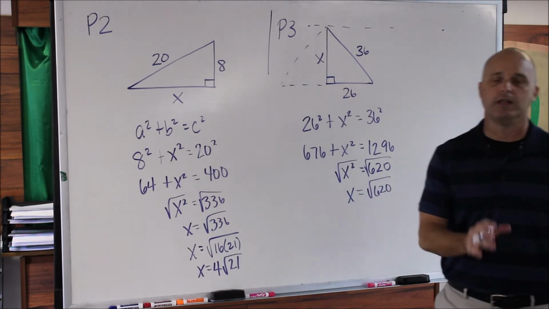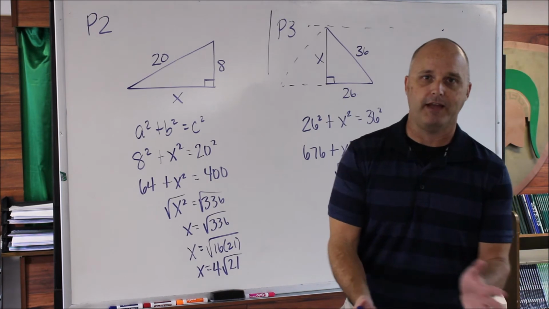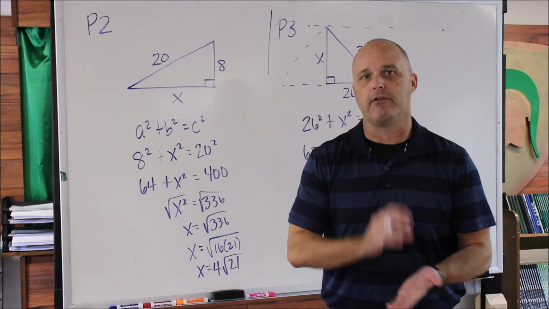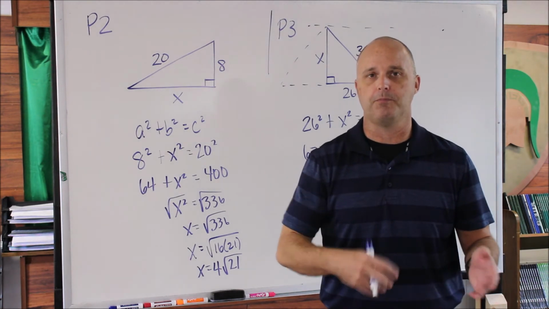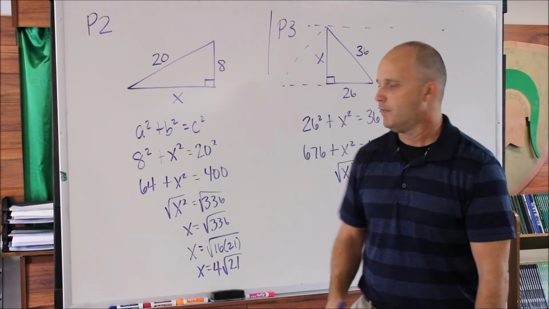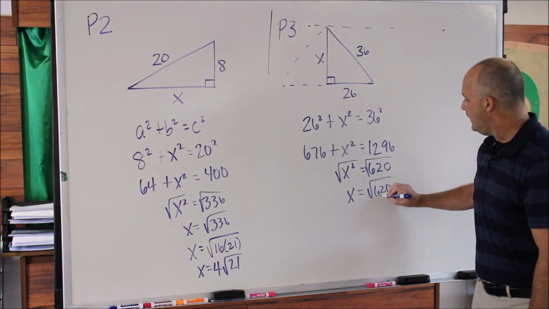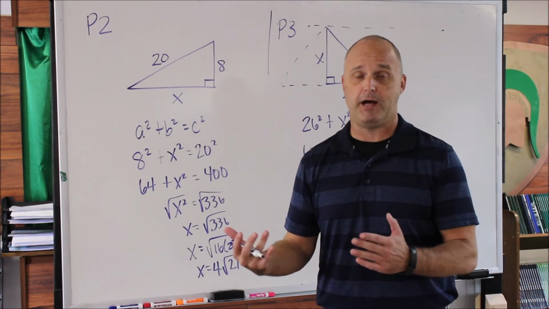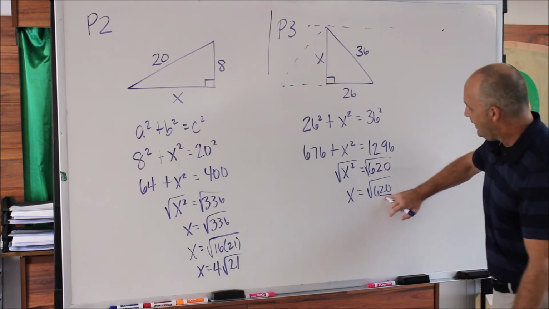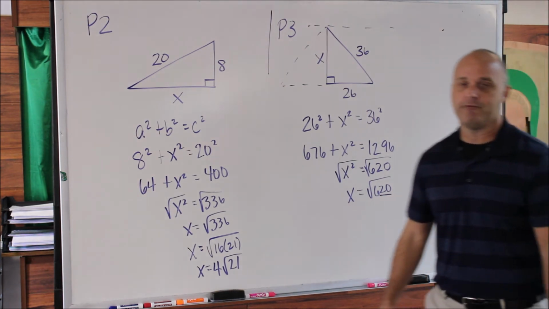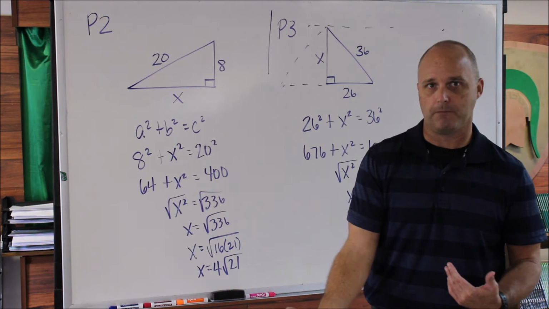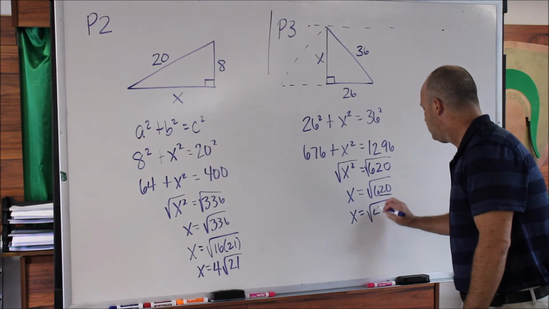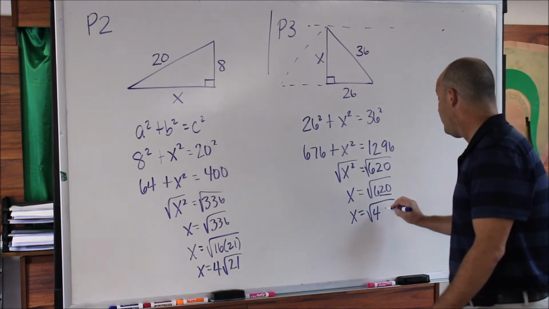But again, we don't want to leave this as a square root that could be simplified. So we need to figure out, are there any perfect squares that go into 620? Well, seeing that 620 ends with 20, we know that 4 is going to go into it, because any number whose last two digits are divisible by 4 means that the entire thing is going to be divisible by 4. So 4 is going to go into this 155 times.